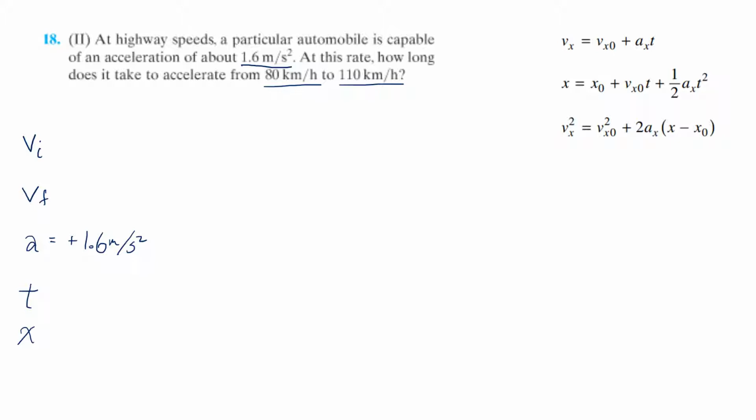Kilometers per hour, right? So here, this is from 80 kilometers an hour to 110 kilometers an hour. Fine. And how long does it take? So we need to know the time, and we don't really care about the x.